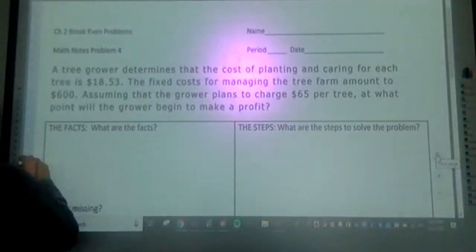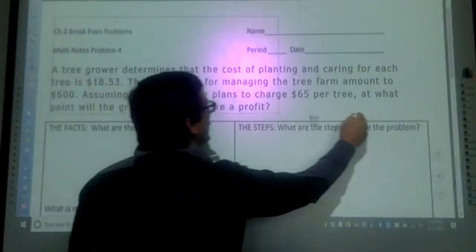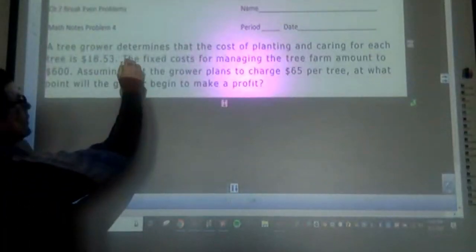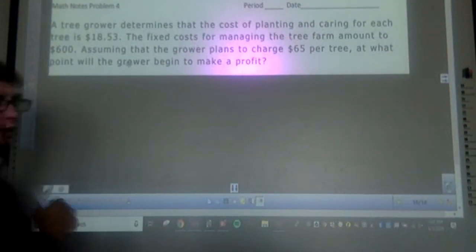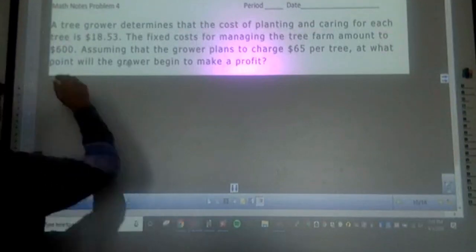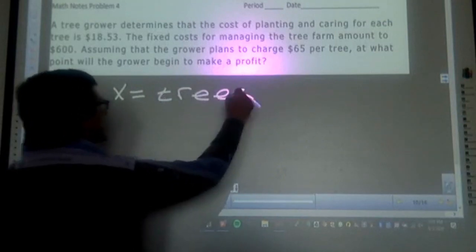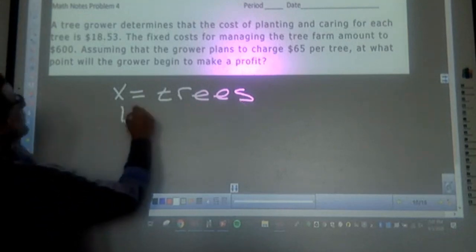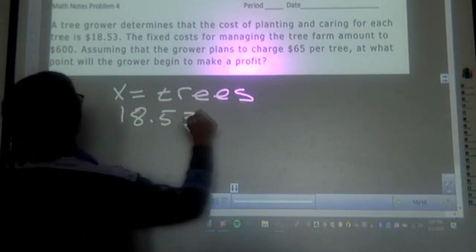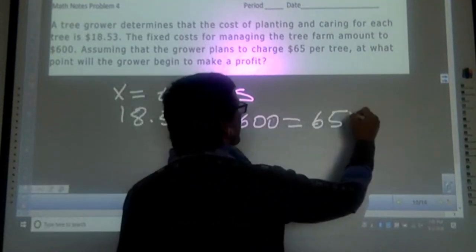Okay. So let me just copy this. So the variable on this one, Ari, would be trees for x. And then you'd have 1853x plus 600 equals 65x.